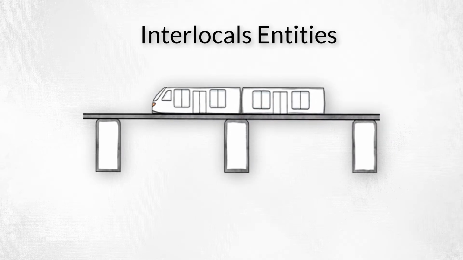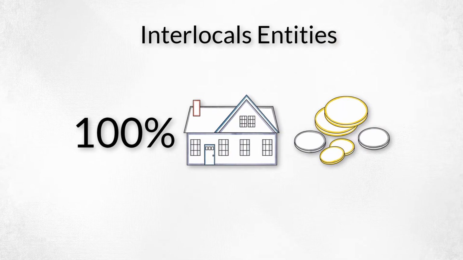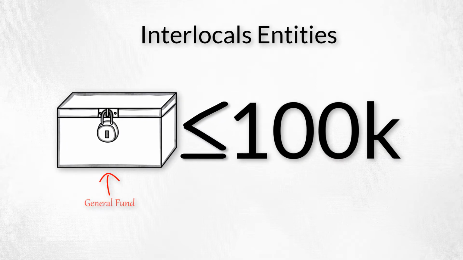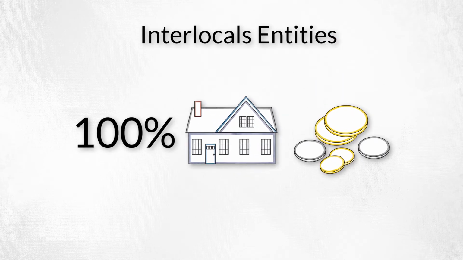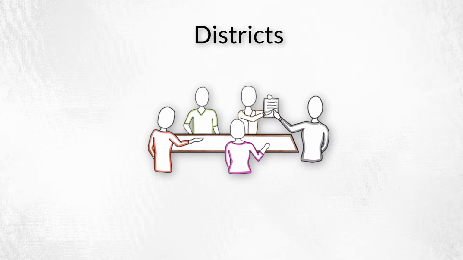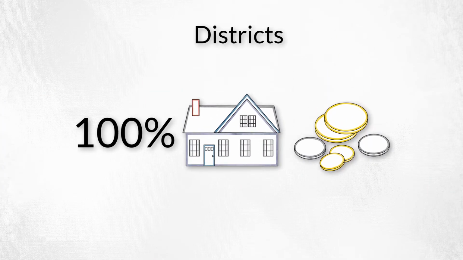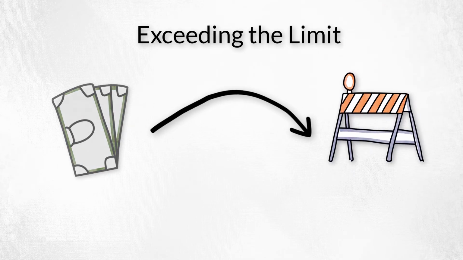For interlocal entities with GF budgets greater than 100K, the greater of 25% of the GF's total revenues or all current year property tax revenues. With GF budgets equal to or less than 100K, the greater of 50% of the GF's total revenues or all current year property tax revenues. For local and special service districts, the most recently adopted general fund budget plus 100% of the current year's property tax. If your government's fund balance exceeds its limit, it must be corrected during the next fiscal year by either including the excess balance as available resources or transferring the resources to a capital projects fund.